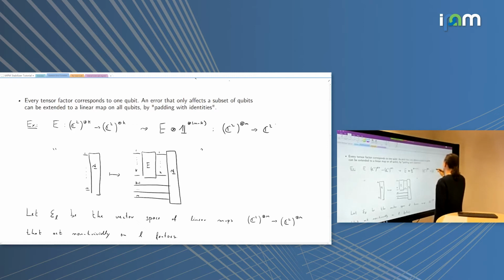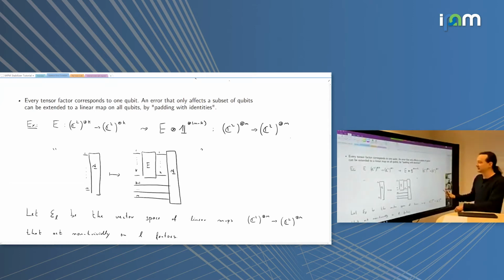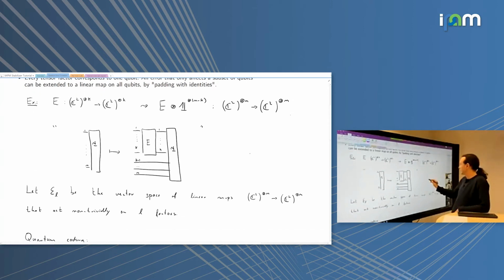In this way, you can always take operations that act on a small number of tensor factors and embed them into the bigger space. In this graphical language that many people like Thomas are using, it would look like this.